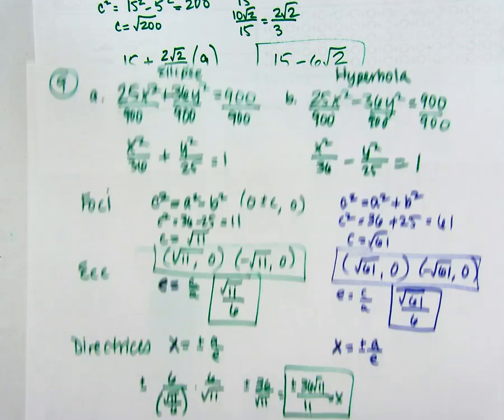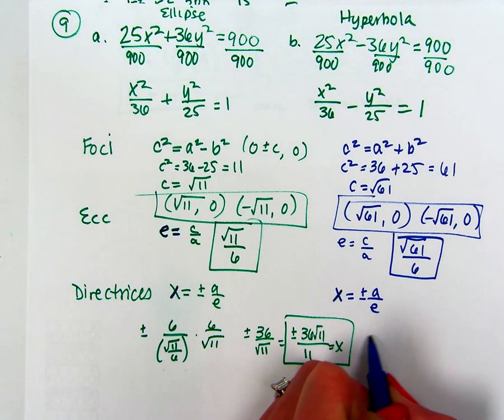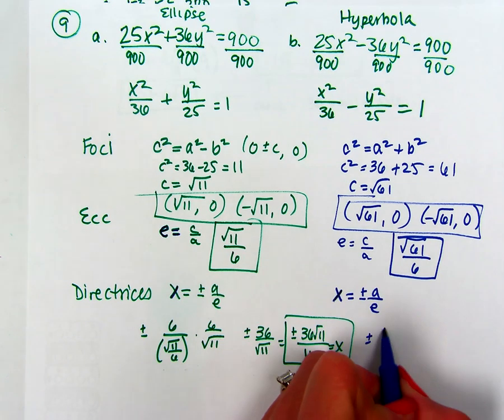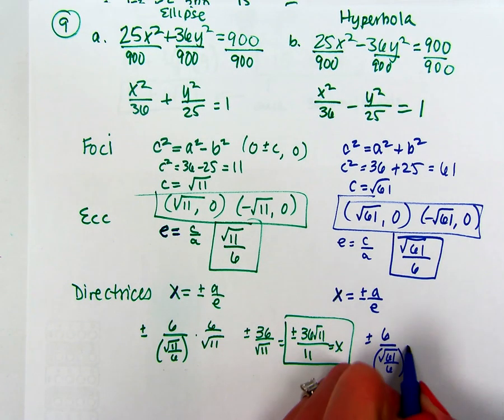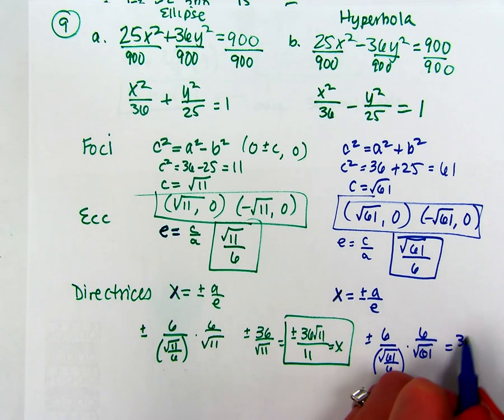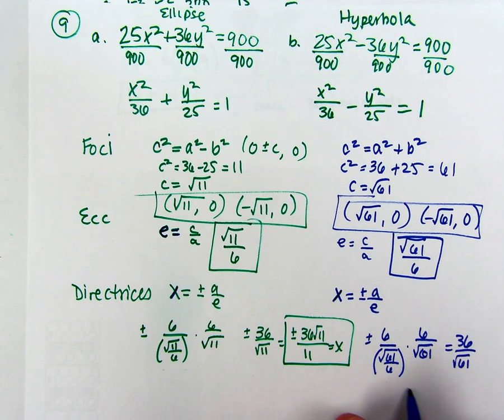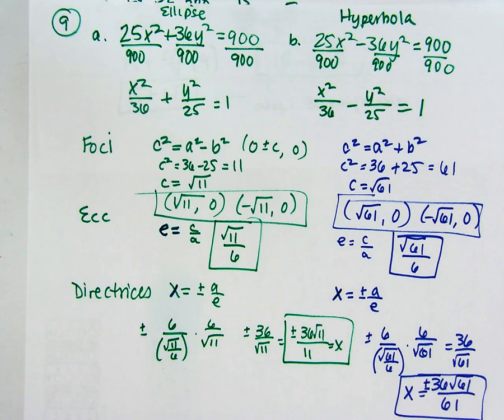Pretty much the same thing here, except it's plus or minus 6 is a, and e is root 61 over 6. So I'm going to multiply by the reciprocal. That's going to give me 36 over root 61. And if I rationalize it, I'm going to get 36 root 61 over 61. And that's x equals again. Now this should be plus or minus because there are 2 of those. Then we're all done for number 9.